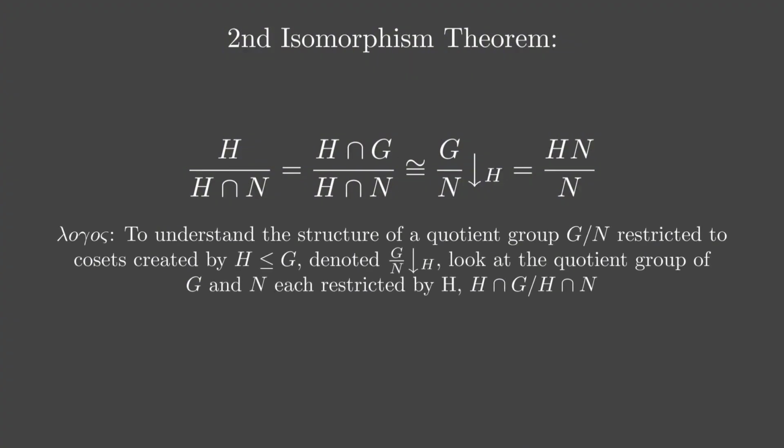I hope this was useful since the second isomorphism theorem is pretty opaque at first glance. The takeaway, the mashma'ut, the logos of the second isomorphism theorem is that if one wishes to understand the structure of a quotient group G quotiented by N restricted to H, a subgroup of G, look at the structure of the quotient group of G and N each restricted by H.